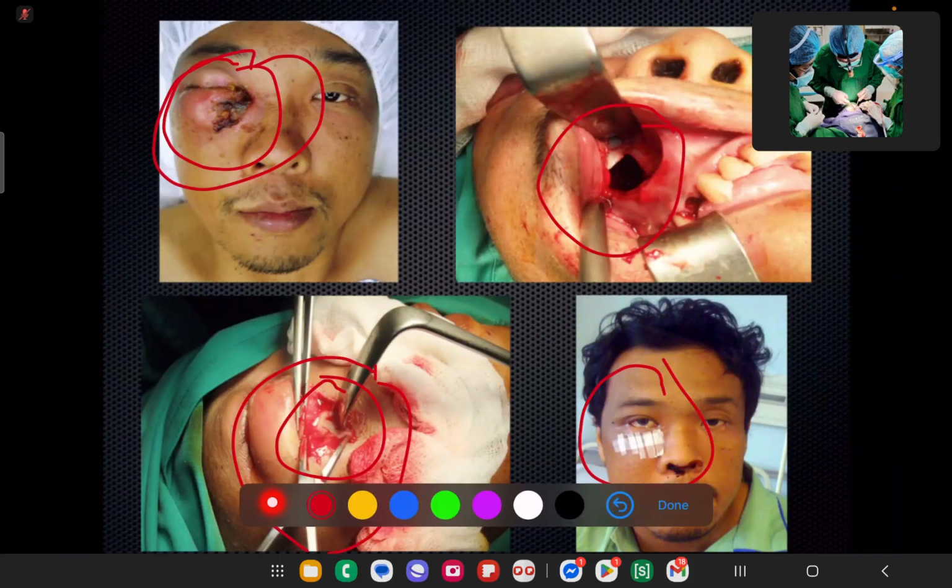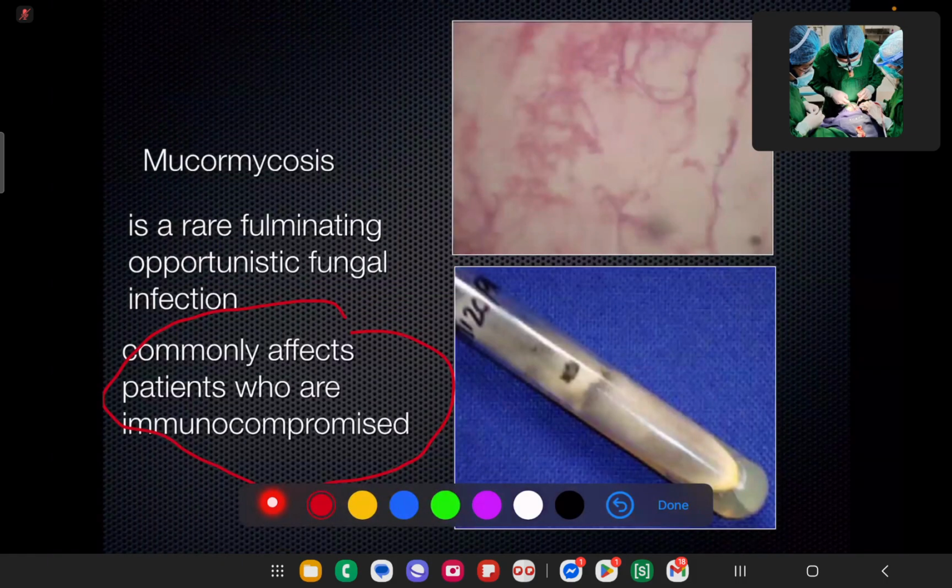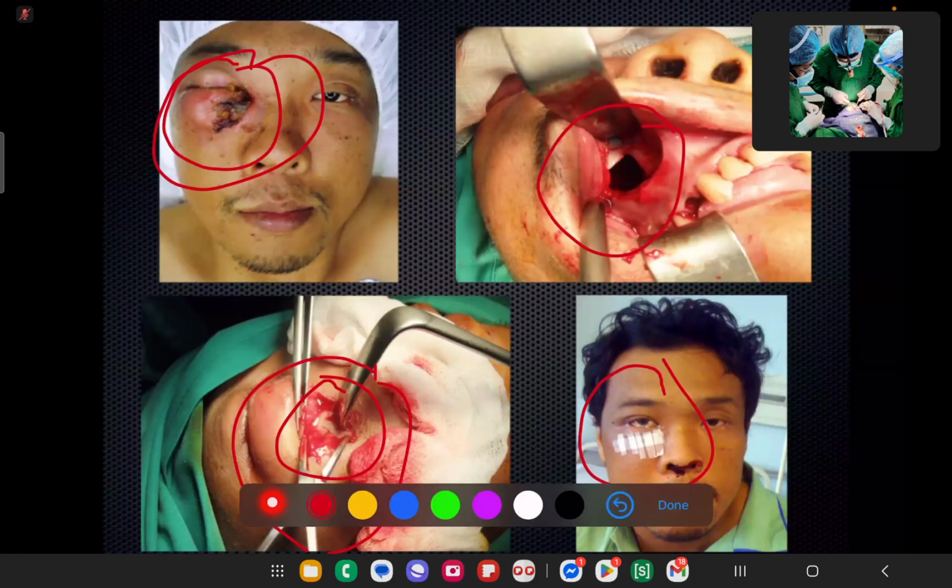Now remember, I said that mucormycosis affects immunocompromised patients. So that's why we tested the patient, and one of the tests that was given was actually ELISA testing. So the ELISA test is actually meant for patients who are immunocompromised and of course who are HIV positive. So after a few days, the ELISA test came out, and it turned out the patient was actually positive with HIV.